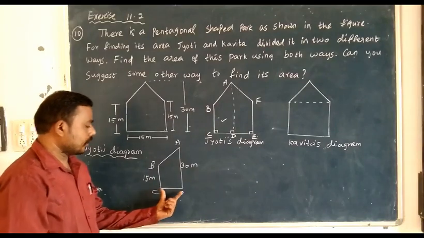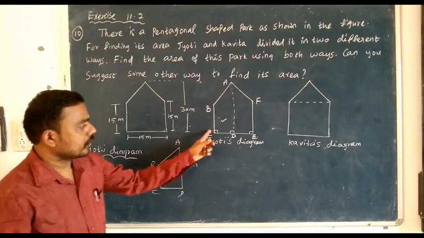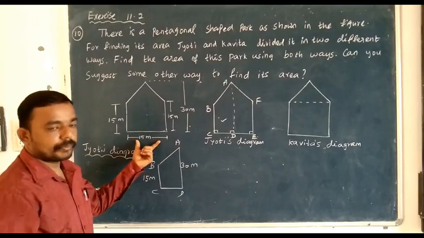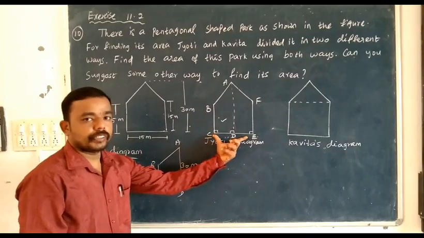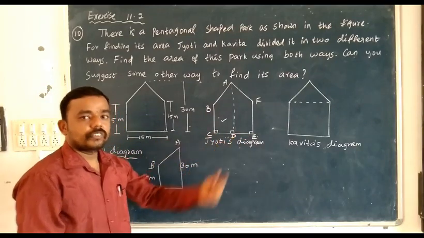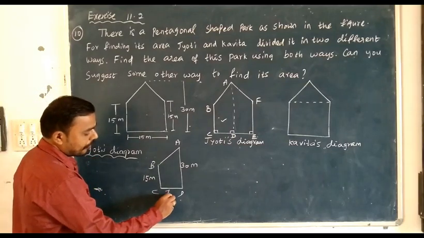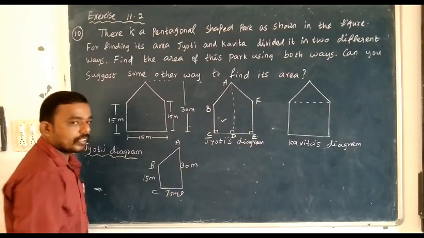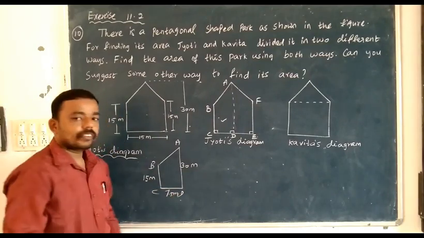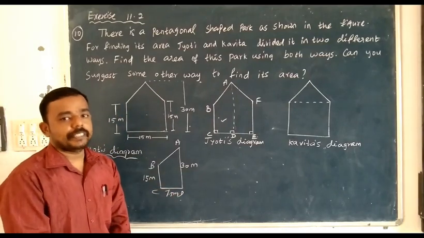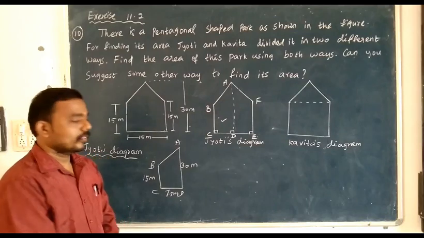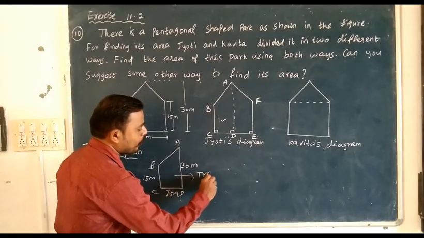Now think about this side. Totally CE is 15 meter. This total distance is 15 meter. So half of the distance, 15 by 2, that is 7.5 meter, or I can write 7.5 meter. So think about this shape. What is the shape? This one. It's a trapezium shape. So this one is a trapezium. Why?